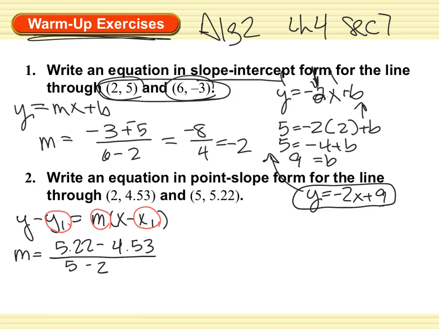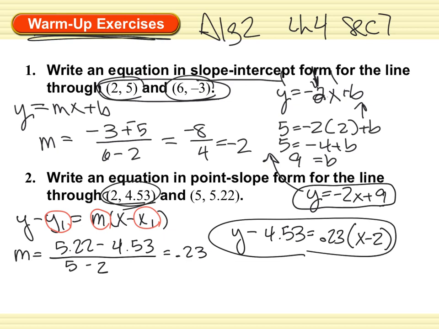Over 5 minus 2, so 5.22 minus 4.53 divided by 5 minus 2 is 3. That gives me 0.23. So I'm going to pick that point. Doesn't matter why. We're going to have y minus 4.53 equals m times (x minus 2). I could also say y minus 5.22 equals m times (x minus 5).